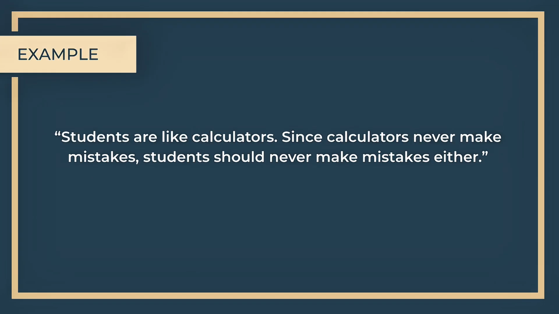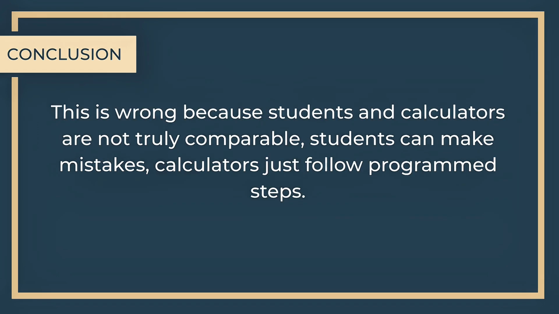For example, students are like calculators. Since calculators never make mistakes, students should never make mistakes either. This is wrong because students and calculators are not truly comparable. Students can make mistakes. Calculators just follow program steps.